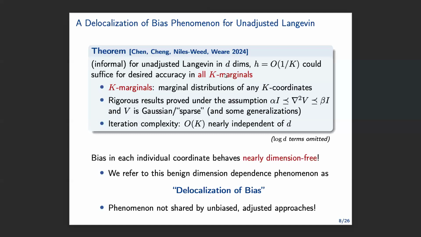We call it delocalization of bias, because overall, if you think about the distribution, say the simplest case, the product measure, the whole bias will scale with D, because in each dimension you will have some bias due to the discretization of Brownian motion. But here it says that for one-dimensional coordinates, the bias actually behaves very well. It's like a product measure, so it's dimension-free. And this phenomenon is not shared by any unbiased algorithm, such as MALA, where you must decrease the step size to ensure the acceptance rate is non-negligible.